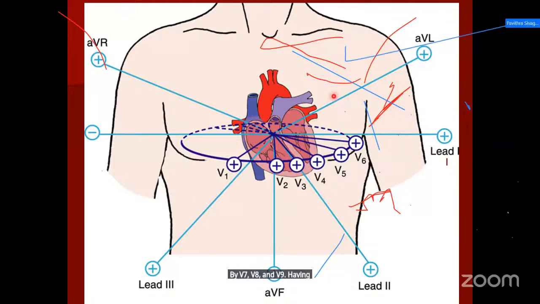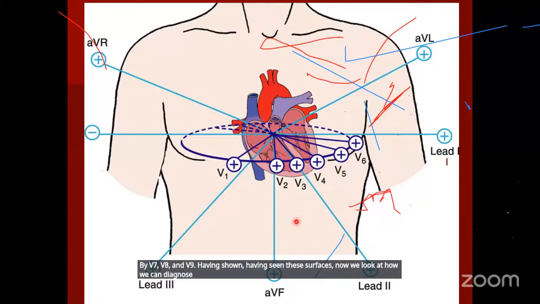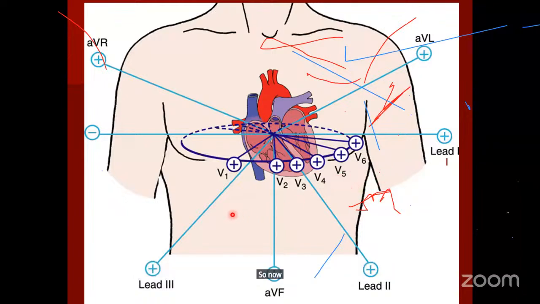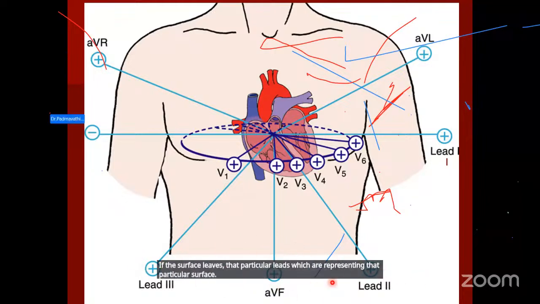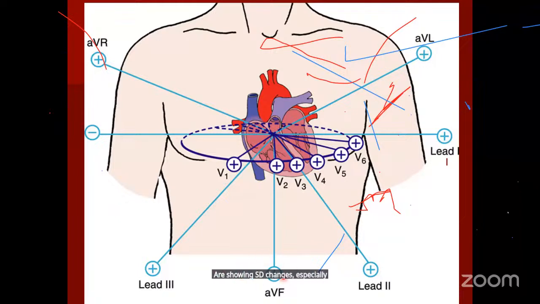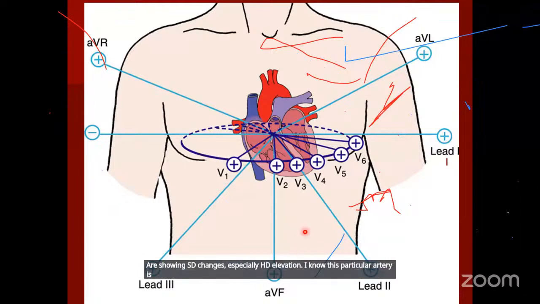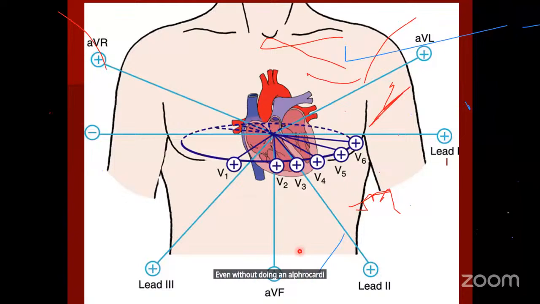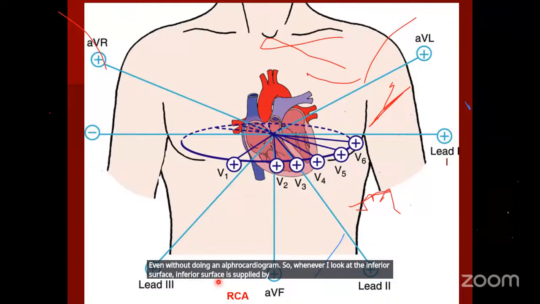Having seen these surfaces, now we look at how we can diagnose that a particular artery is blocked in an acute coronary syndrome, especially when there is an ST elevation myocardial infarction. So now, if I know what artery is supplying a particular surface, and the leads representing that surface are showing ST changes, especially ST elevation, I know this particular artery is blocked even without doing an angiogram. So the inferior surface is supplied by the right coronary artery.